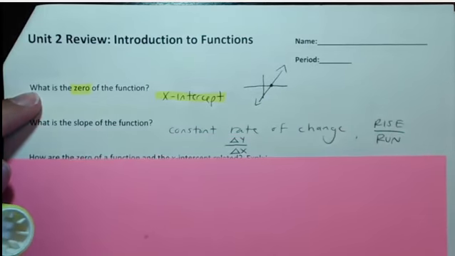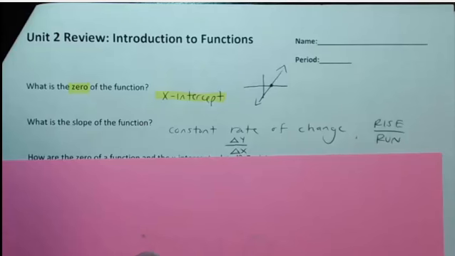Okay, the slope of a function is our constant rate of change. It's the change of y over the change of x, and we figure that out using rise over run, which we'll work into the next unit. Unit 3 is all about slope and how to find slope using multiple ways. But the slope is what's happening every single unit. Is it going up? Is it going down? It should be a constant rate of change.